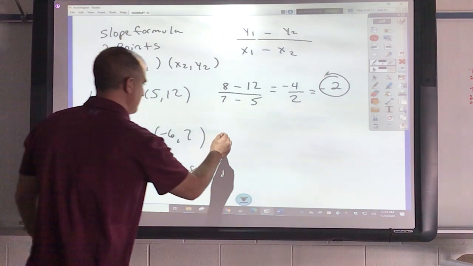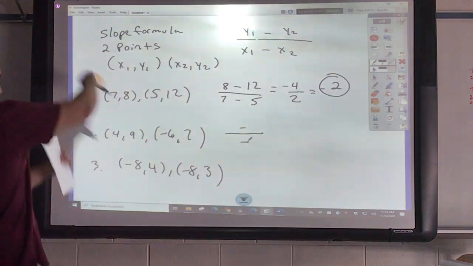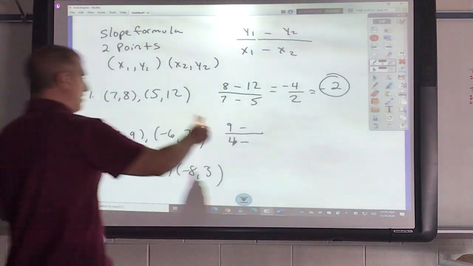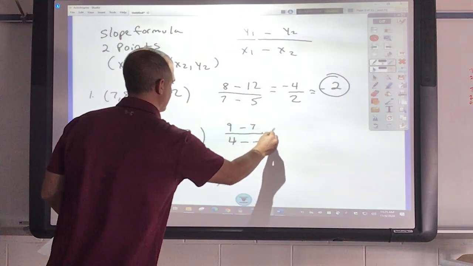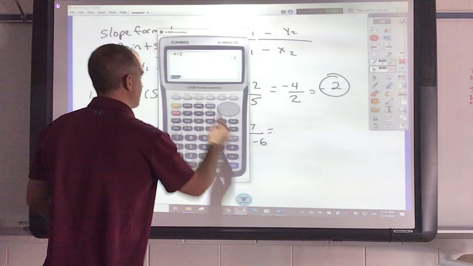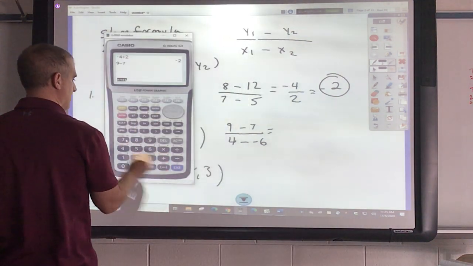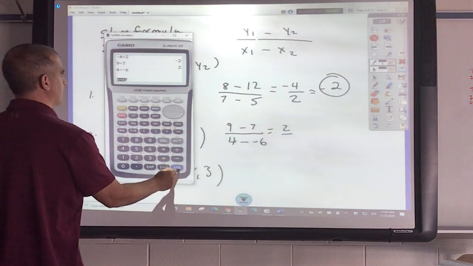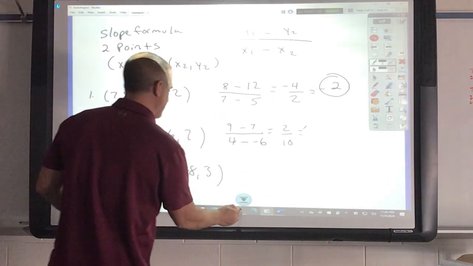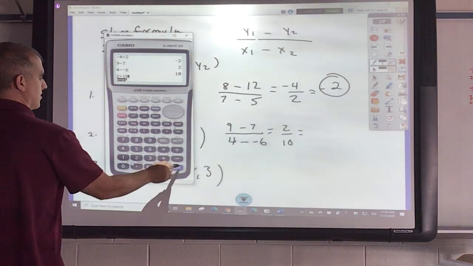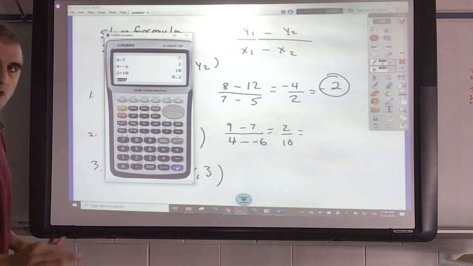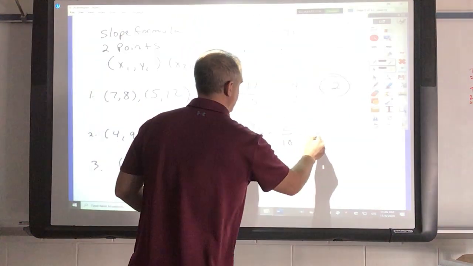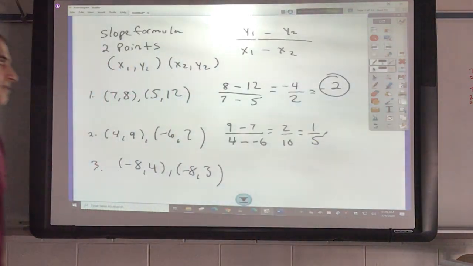This one, minus and minus. Turn the wheel. 9 would be there, 4 would be there. Turn the wheel: 7 and negative 6. So I'm going to do 9 minus 7, which is 2. 4 minus negative 6 is 10. If I divide those in the calculator, I get a decimal. For slopes, I want fractions if I have decimals, so I hit the fraction and decimal button. That's 1/5.